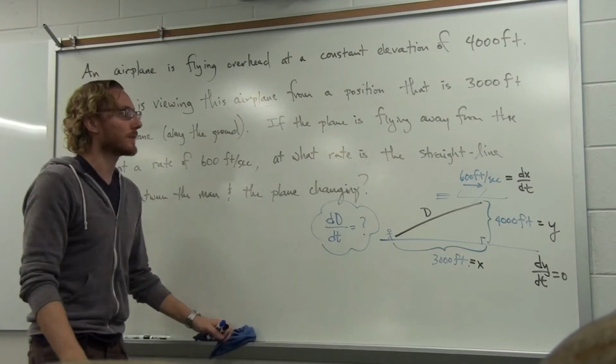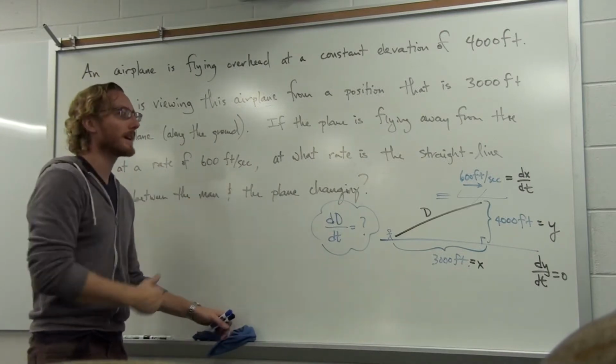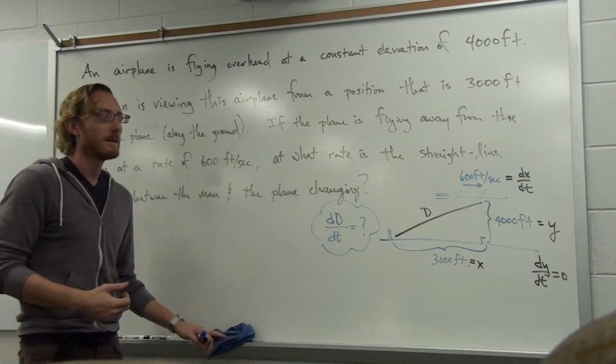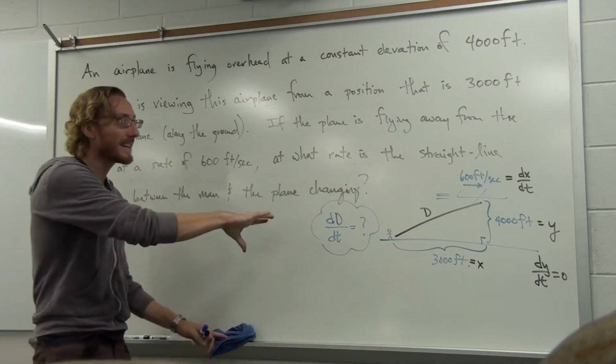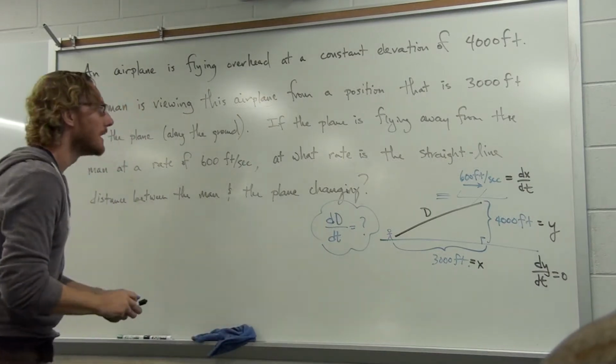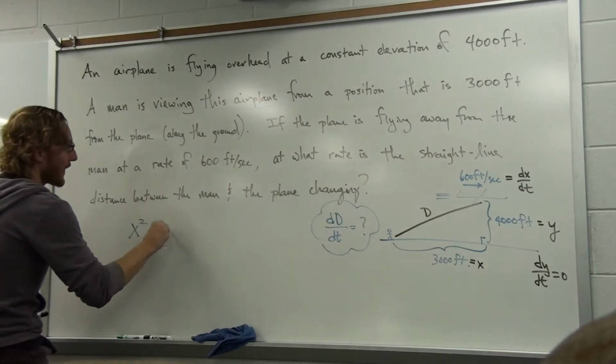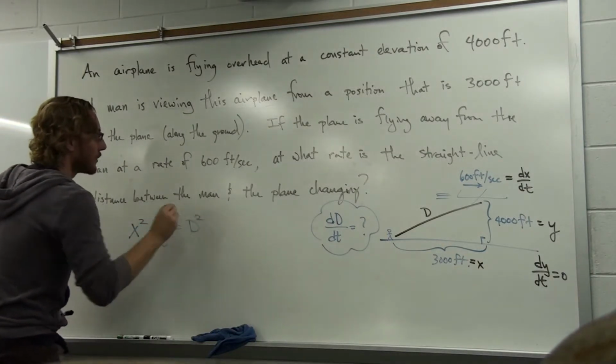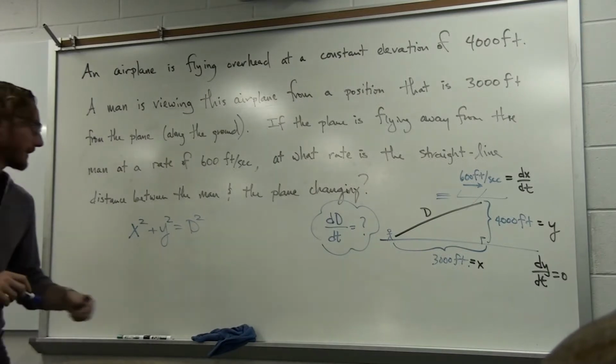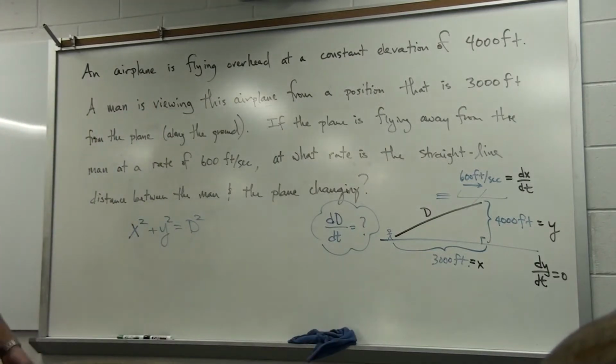So, let's ask the question, is there a relation between x and y and d? Yes, right? x, y, and d are sides of a right triangle. And when you're dealing with sides of a right triangle, the Pythagorean theorem applies. So in this case, x squared plus y squared equals d squared.